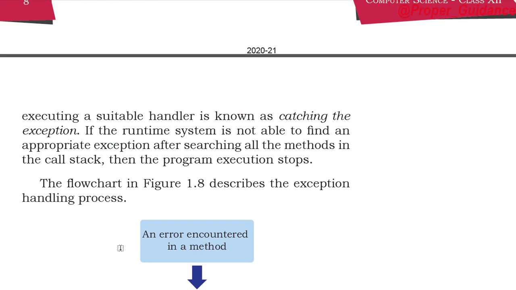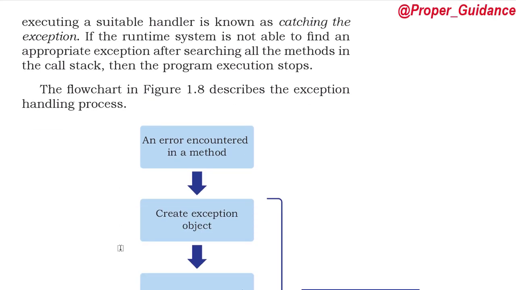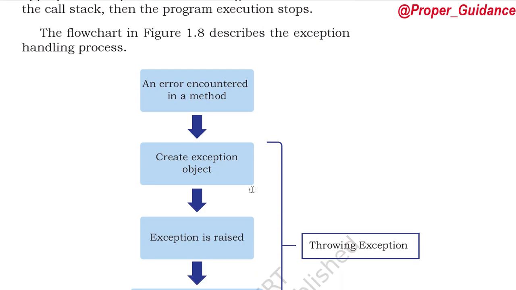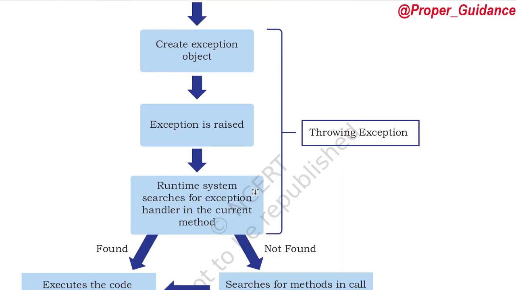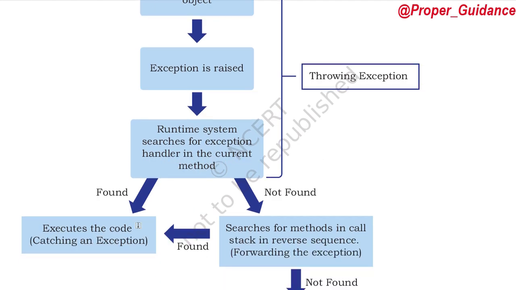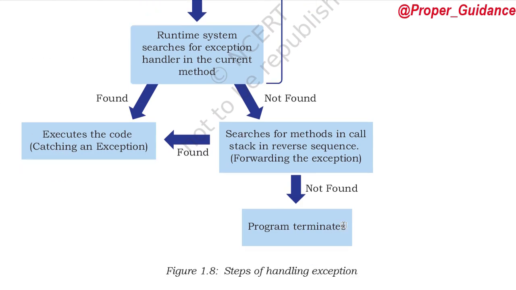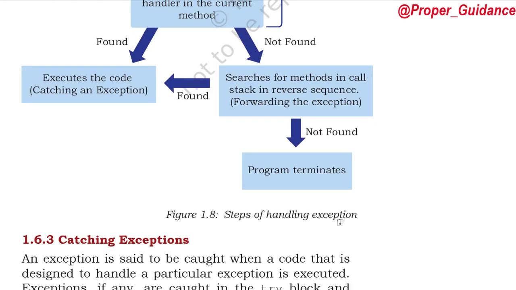The flowchart in 1.8 describes the exception handling process. Please go through it. An error is encountered in a method, an exception object is created, and the exception is raised. The runtime searches for an exception handler in the current method. There are two cases, right? Found and not found. If found, it executes the code catching the exception, and if not found, it searches the methods in the call stack in reverse sequence, forwarding the exception, and again if found, then this happens. After that, the program terminates. These are the steps of handling an exception.